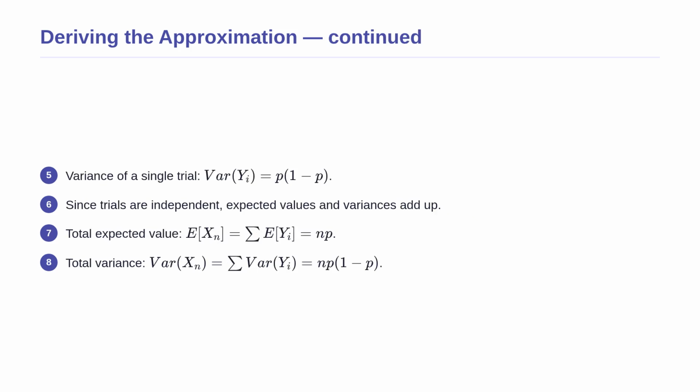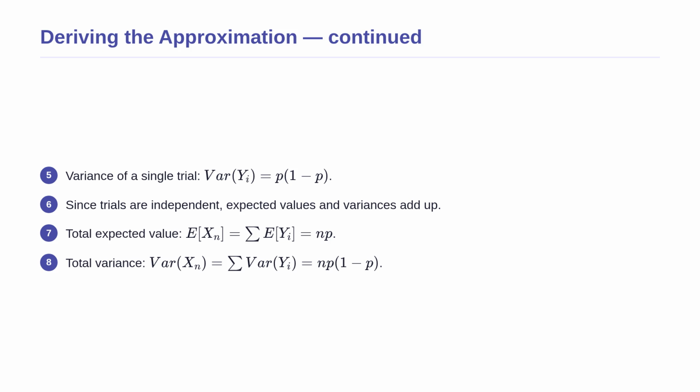Continuing with our derivation, we now look at the spread of a single trial. The variance of a single Bernoulli trial is calculated by multiplying the probability of success, p, by the probability of failure, 1 minus p. Because every trial is completely independent, meaning one coin flip does not affect the next, we can simply add their individual averages and variances together to find the totals for the entire experiment.